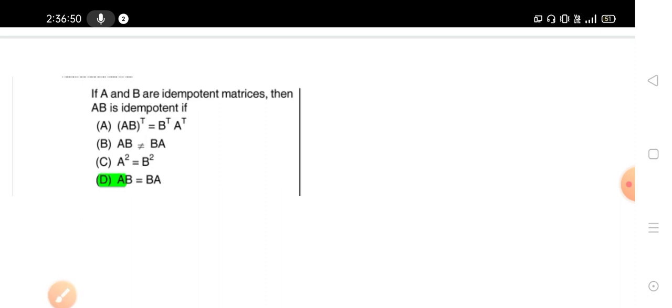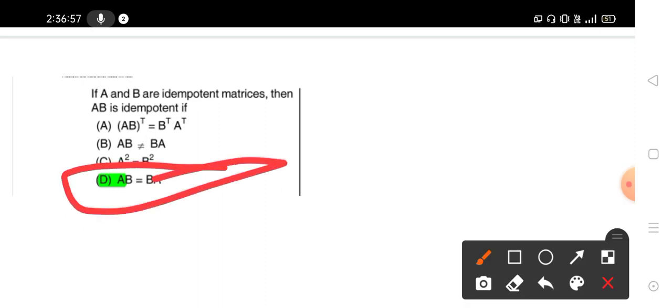Next question. Let A and B be idempotent matrices, then AB is idempotent if AB equal to B. Option D is correct.